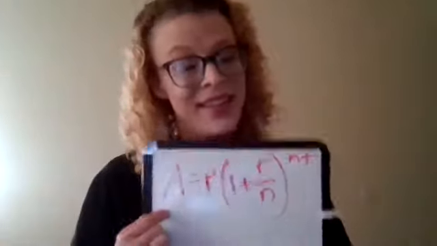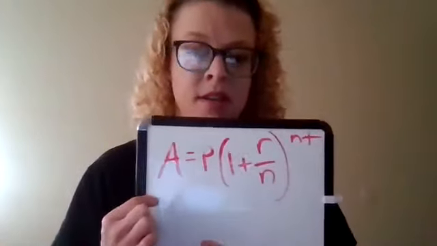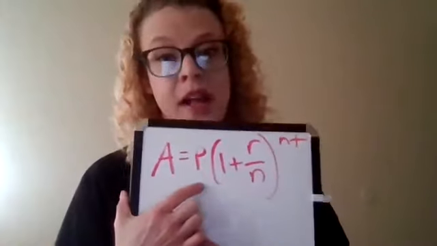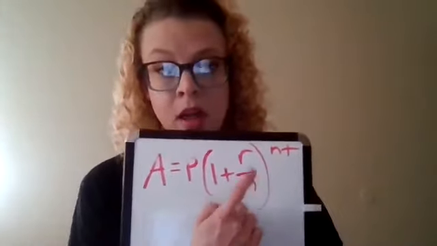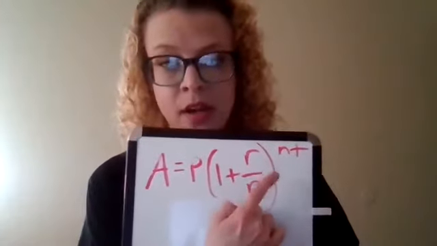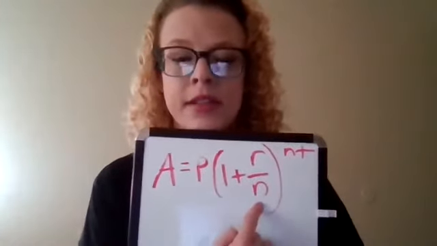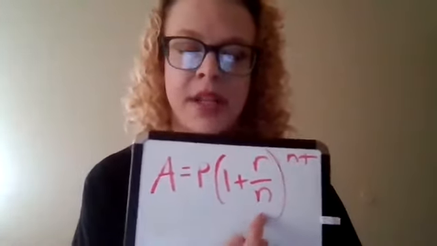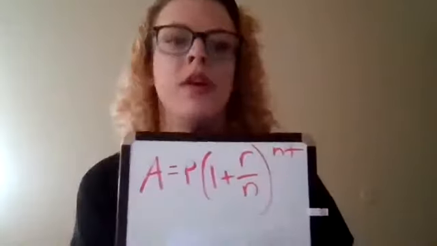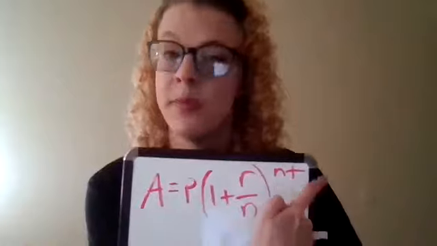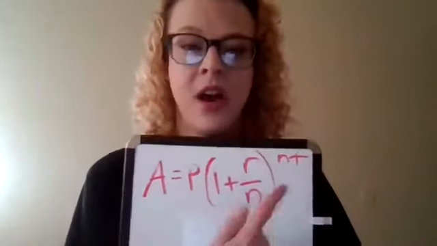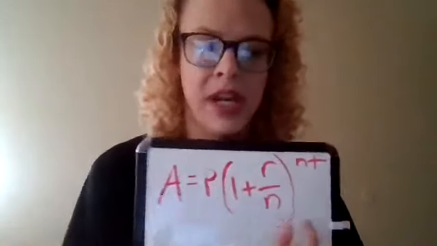All right, so this is the final amount. This is the initial balance, which is called your principal. And 1 plus the interest rate over the number of payments annually, so let's say 12. Then the amount of payments annually times time, which would be the years. And that is how you're able to find out your compound interest.